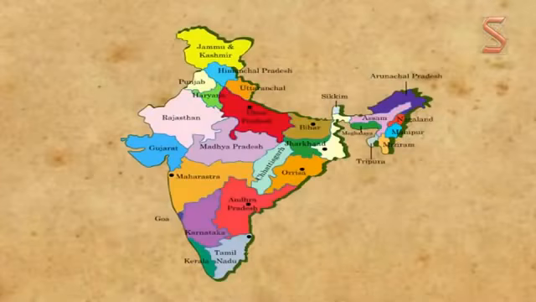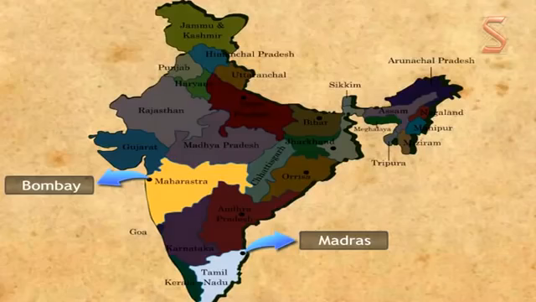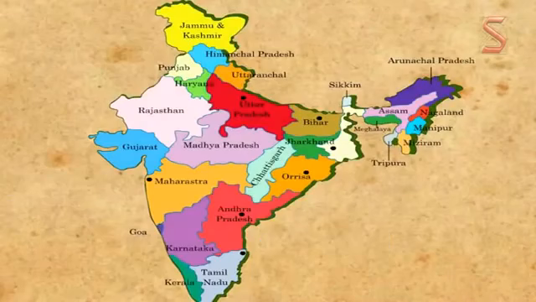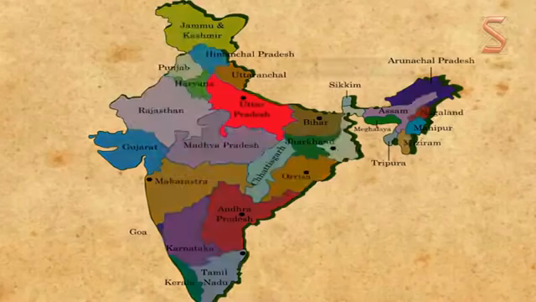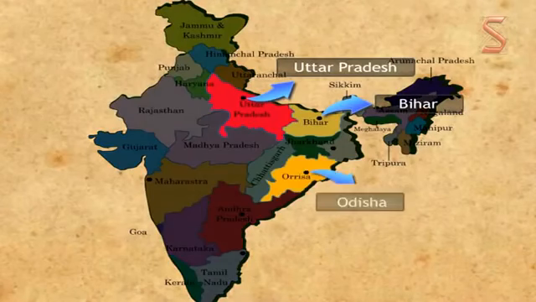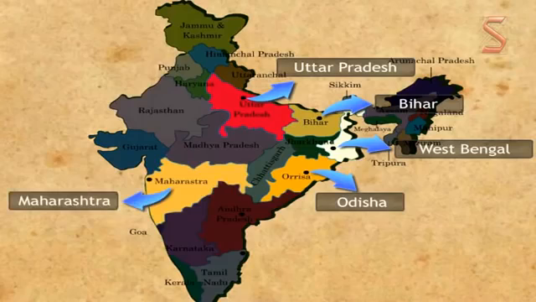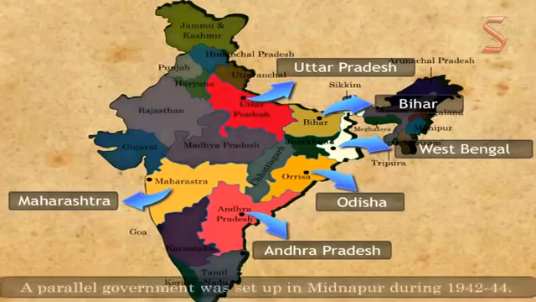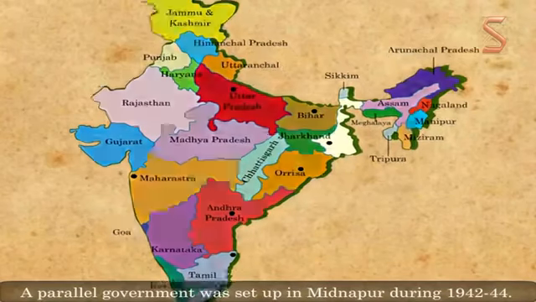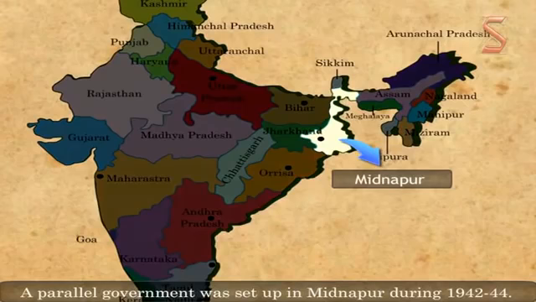Around 30 policemen and 10 army men lost their lives, while many hundreds of people were killed and thousands were arrested as a part of the government suppression. The cities of Madras and Bombay were the most affected as a result of the protests. The authority of the British disappeared in areas of Uttar Pradesh, Bihar, Odisha, West Bengal, Maharashtra and Andhra Pradesh. A parallel government was set up in Midnapur during 1942 to 44.